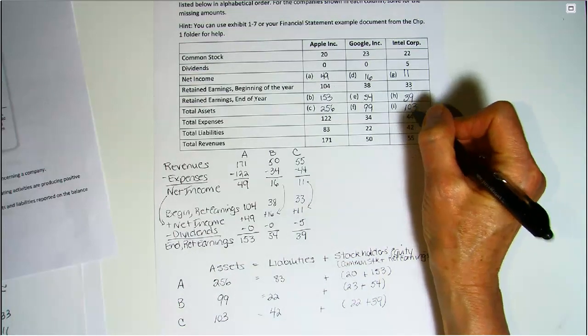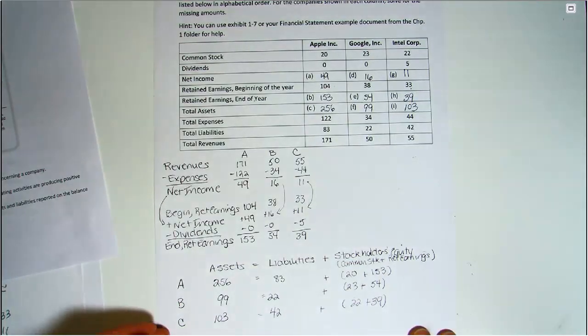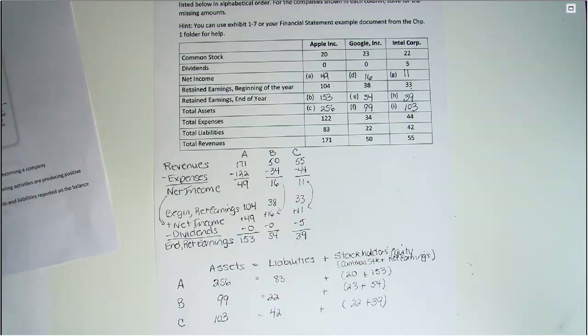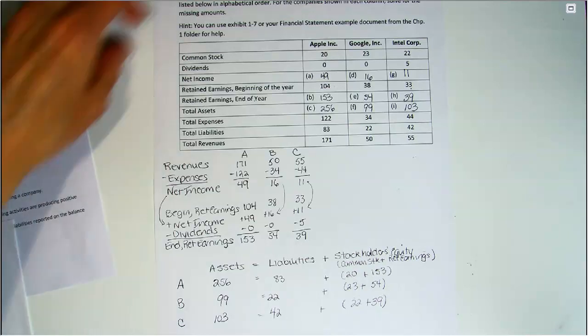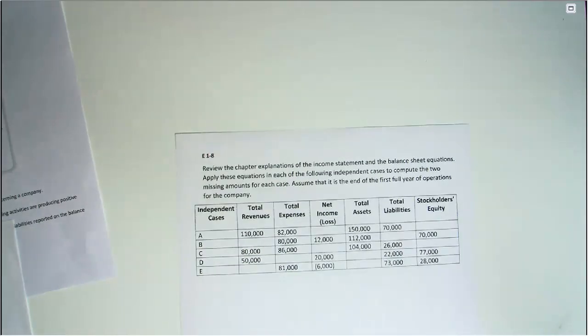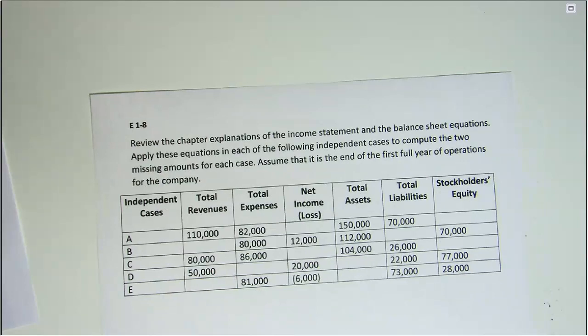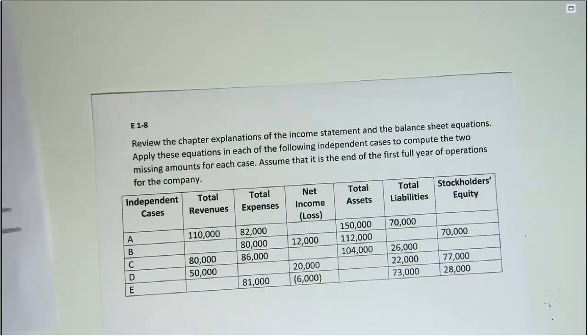And so this is just another way of asking you to find out the same type of things you'd find out when you're preparing the financial statements, but it reinforces the relationships between the three financial statements. Now let's take a look at a problem that's similar, but again, it's a slightly different presentation. E1-8. It asks you to find the missing or empty boxes here as well.